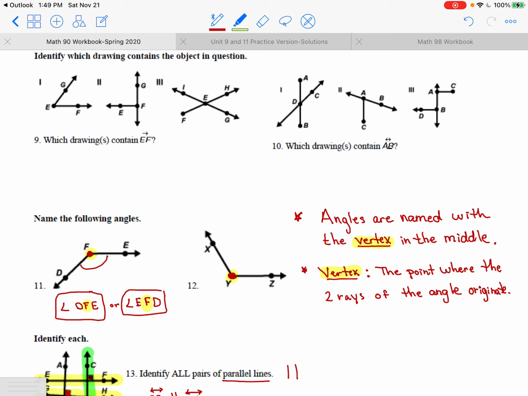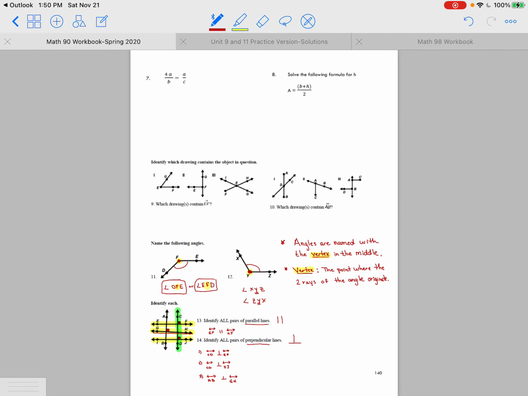Okay? Same with 12. We see that Y is our vertex here for ray YX and ray YZ. Okay, so if we're naming this entire angle, then we're going to say this is either angle XYZ, which comes very naturally for us because of the alphabet, or angle ZYX, noting that our Y is in the middle. Okay, so that's an important thing for us to remember.